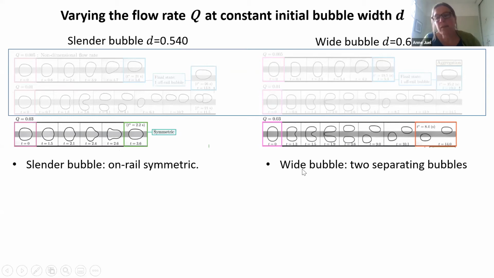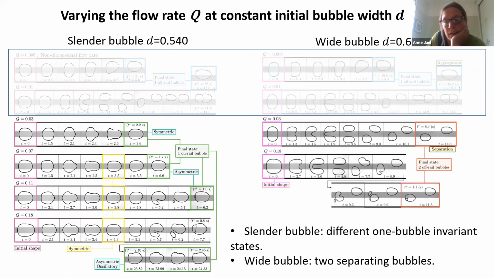Now, for the wide bubble, however, this doesn't happen. Even though this state is available, and also the off-rail state that we had before, the system chooses to do neither. It actually breaks up and ends up as 2 separating bubbles. And this is neither a steady state of the one bubble system nor a steady state of a 2 bubble system. And then we can look beyond that and increase the flow rate further.